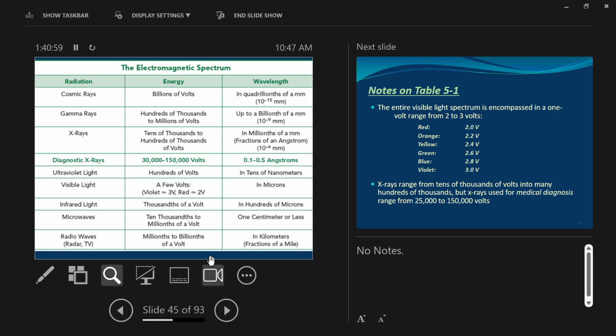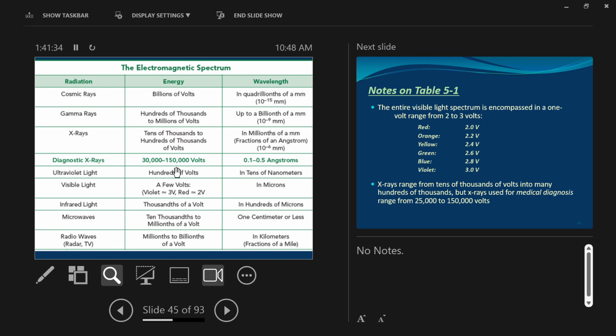So notice we're getting shorter. Our wavelengths are getting shorter, and our energies are getting higher. What's the relationship between energy and wavelength? Inverse, absolutely. Diagnostic X-rays are highlighted here. 30,000 to 150,000 volts. Wavelengths of a tenth to a half of an angstrom. An angstrom is a tenth of a billionth of one meter, 10 to the negative 10 meters. So we're like a tenth of one angstrom.